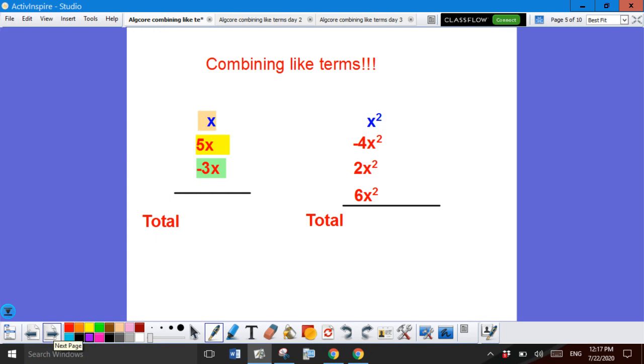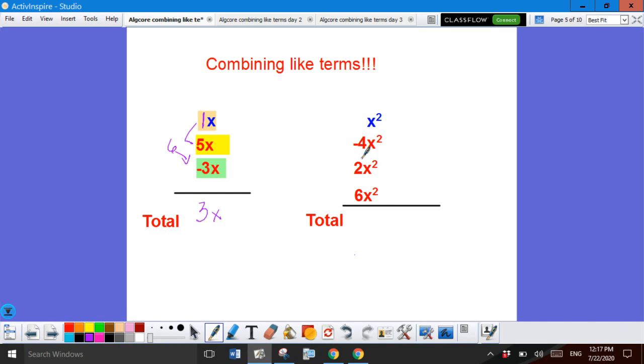Okay, so here's an example of some different combining of like terms. Notice how these are all x's. So these are like terms. I have a -3x, a 5x, and this is a 1x, even if there's not a number there. It is understood that if there's a single letter, that is a 1. So I have 1 plus 5 minus 3. So 1 plus 5 is 6. 6 minus 3 is 3. Well, it's not just the number 3, it's 3x. So the variable is going to drop down.